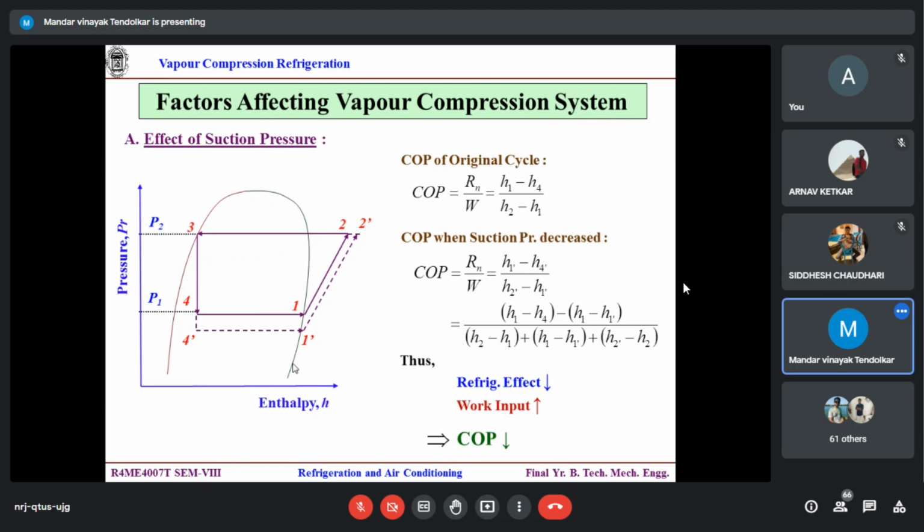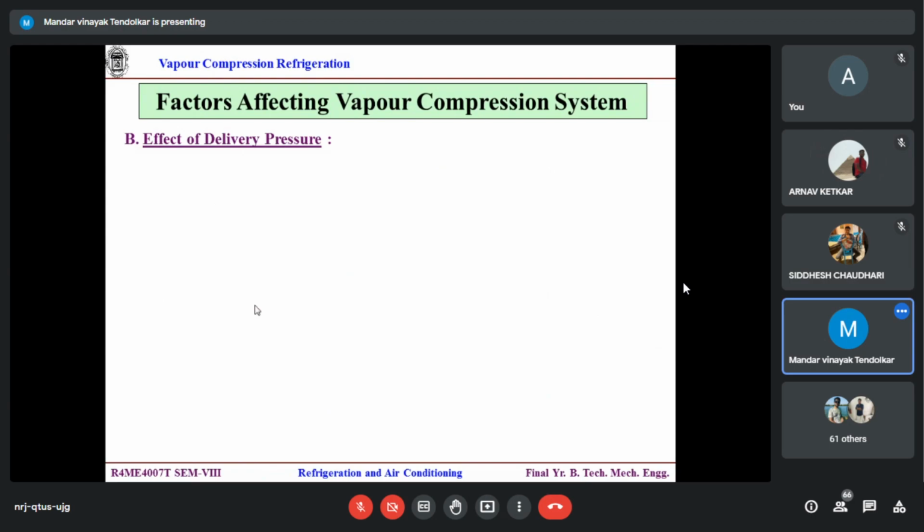Yes, sir. And to reach the same condenser pressure, naturally compressor work is increased. Correct? Yes, sir. COP: my refrigeration effect is reduced, work input is increased, so COP is bound to reduce. Correct? So unnecessarily reducing the evaporator pressure will ultimately result in a reduction in COP.